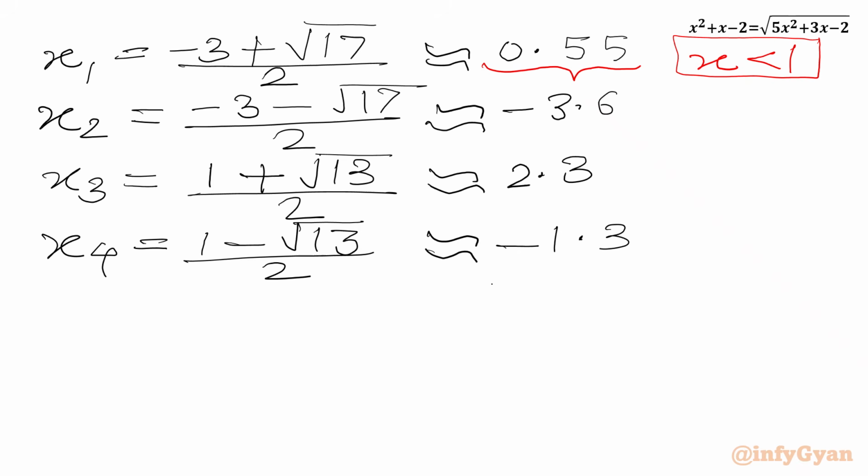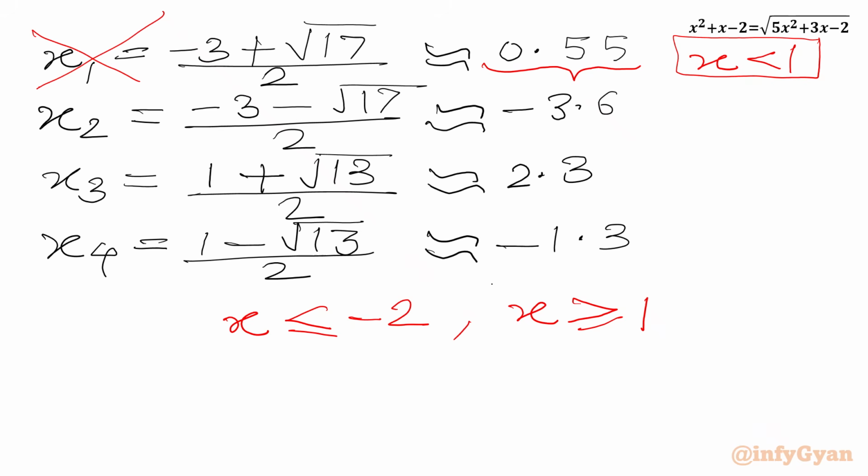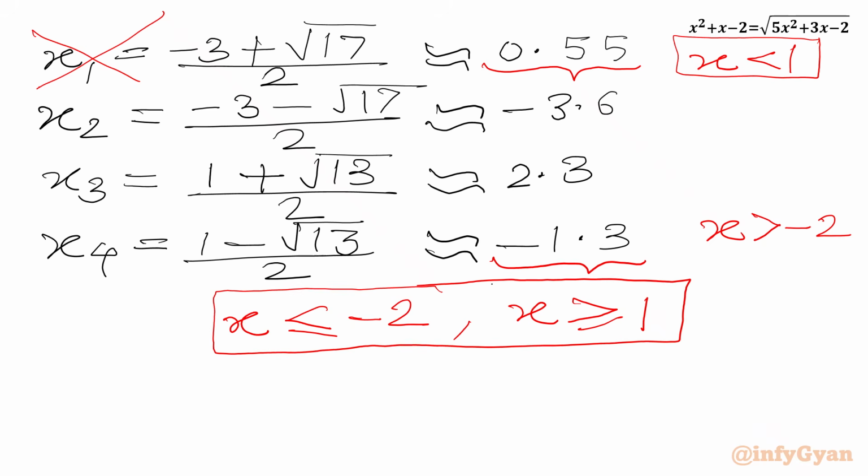Let me write here our domain condition. X should be less than or equal to minus 2, or x should be greater than or equal to 1. So 0.55 is less than 1. So we have to reject x1. Now if we check minus 1.3, then this is greater than minus 2. As per our condition, it should be less than or equal to minus 2. So we are going to reject x4 also. x2 and x3 are accepted values.